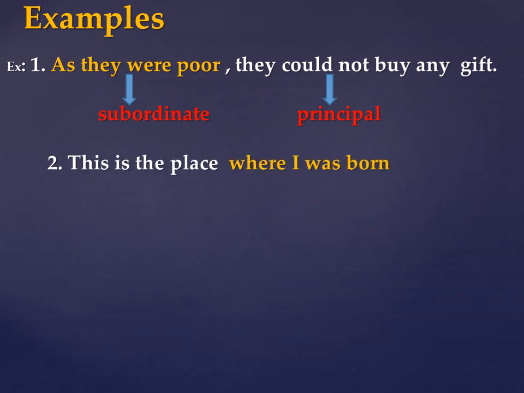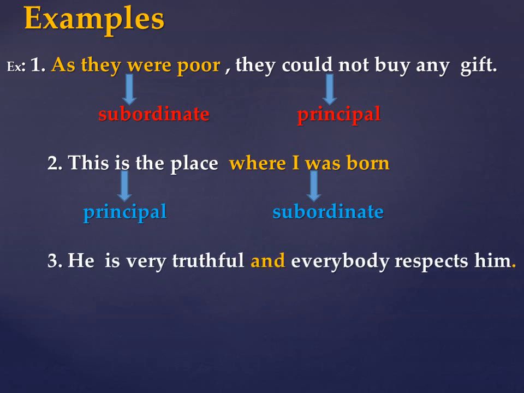Look at the second sentence. This is the place where I was born. So the white part is the principal clause and the yellow part is the subordinate clause, because if you separate this is the place, this part itself can express a meaning. But if you say where I was born, যেখানে আমি জন্মগ্রহণ করেছিলাম, it's not complete. It is not a complete sense or thought. So it needs the help of the white part, that is the principal clause. That's why where I was born is a subordinate clause.